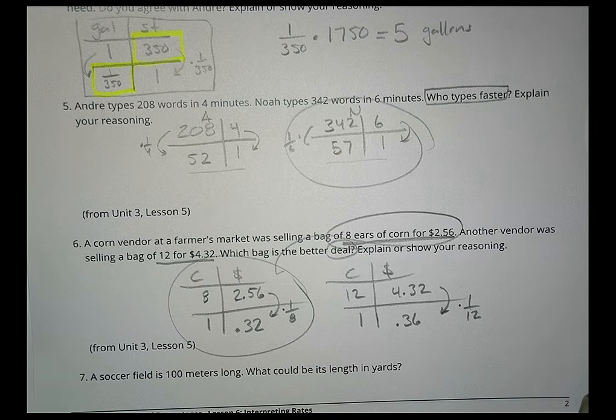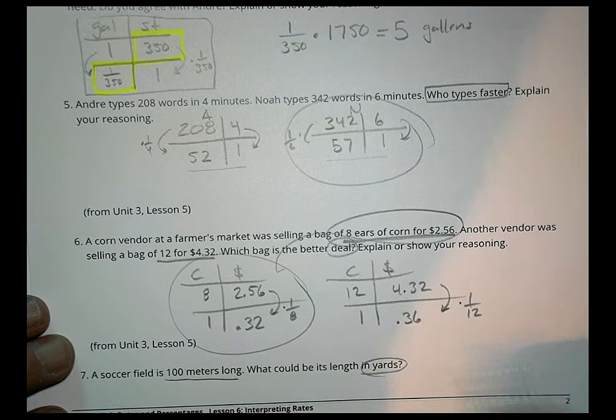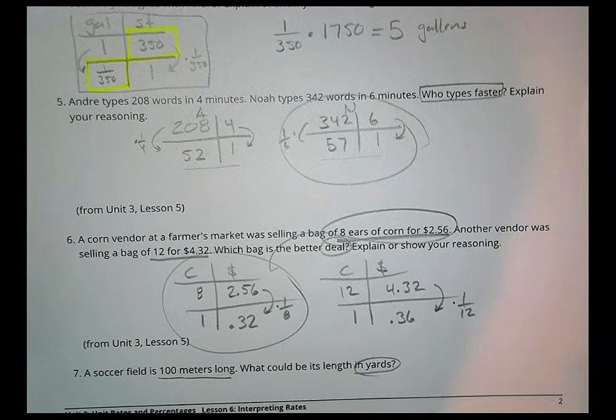Alright, and the next one, our last one here today, it's multiple choice. My answer's on the back side. A soccer field is 100 meters long. What could its length be in yards? So how do we figure that out? And they gave us some numbers here, but let's not worry about the numbers.